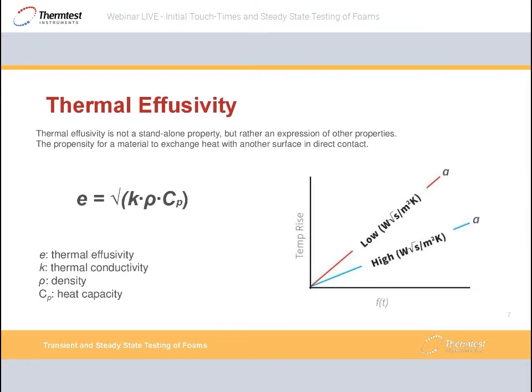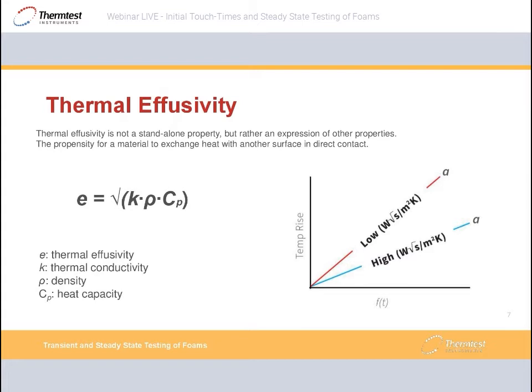Since we're measuring the thermal effusivity of these foams, we might as well discuss thermal effusivity briefly. Now, thermal effusivity is not a standalone property, but rather an expression of other properties. You see here in this equation in the middle, center left of the screen, the thermal effusivity is equal to the square root of the product of the thermal conductivity, the density, and the heat capacity. So it's an expression of those 3 properties.